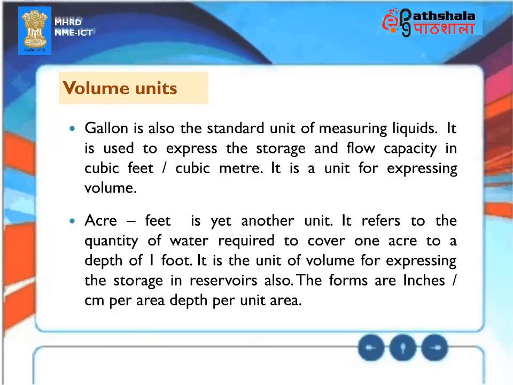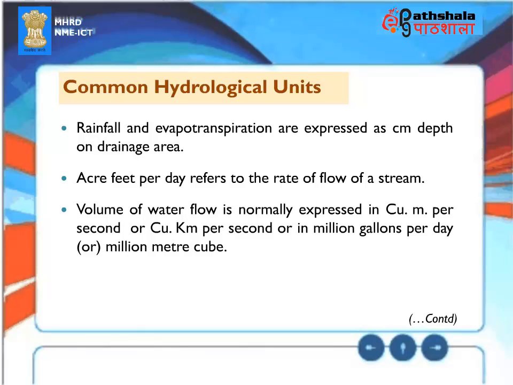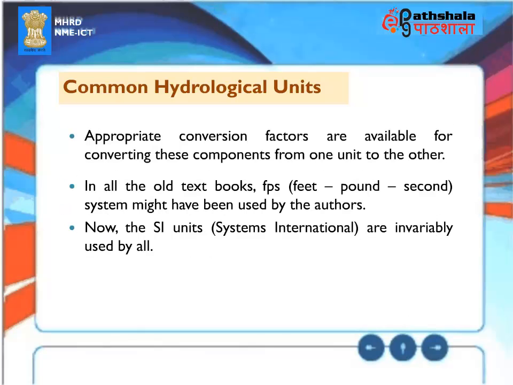The forms are inches or centimeter, that is depth per unit area. Rainfall and evapotranspiration are expressed as centimeter depth on drainage area. Acre feet per day refers to the rate of flow of a stream. Volume of water flow is normally expressed in cubic meters per second or cubic kilometers per second or in million gallons per day or million meter cube. Appropriate conversion factors are available for converting these components from one unit to the other.